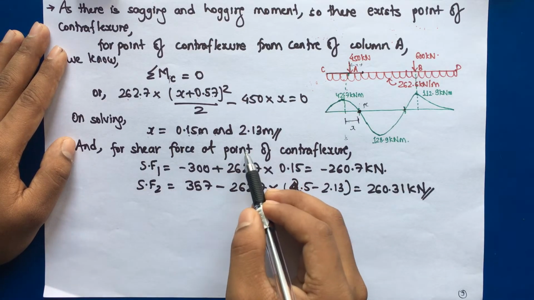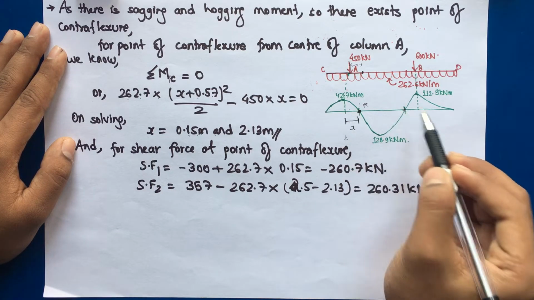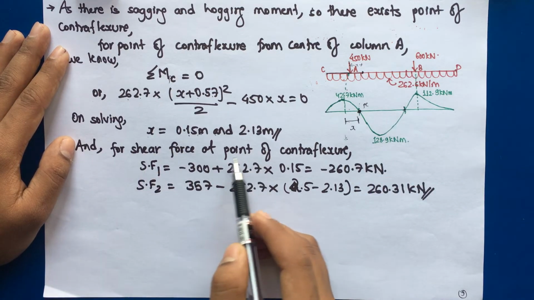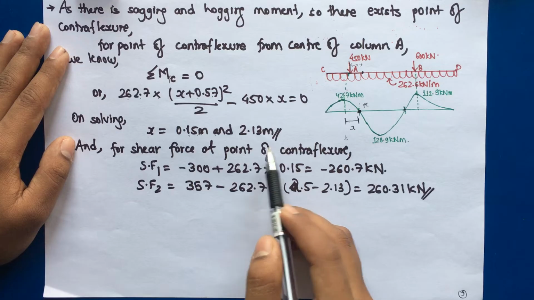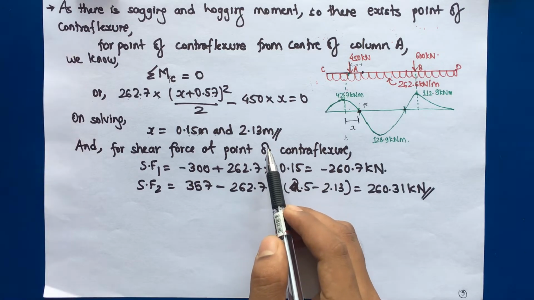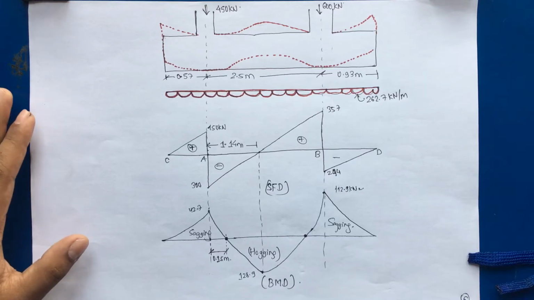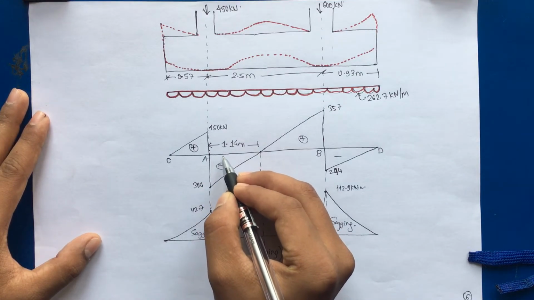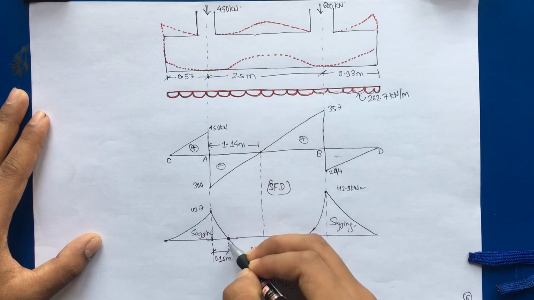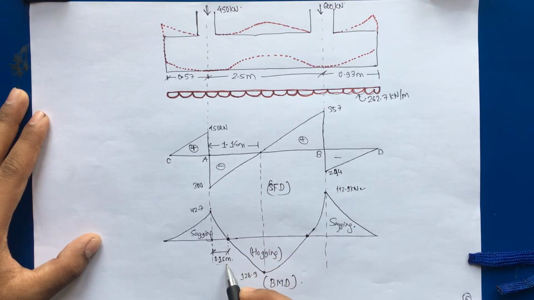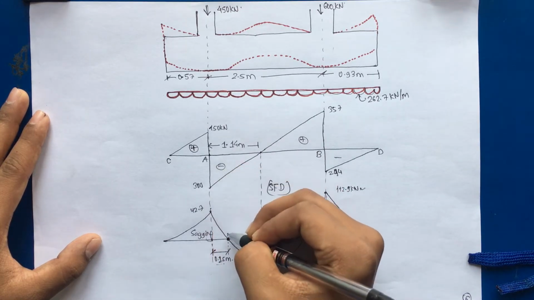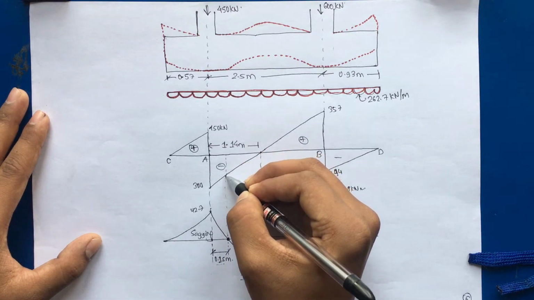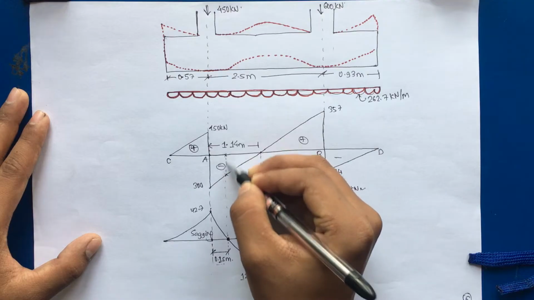Now shear force at the point of contraflexure. So we'll compute this value. This may be necessary while computing the curtailment of the longitudinal reinforcement at top. Okay, so this is the shear force diagram, and we are trying to find the shear force at the point of contraflexure. So this is the point of contraflexure which occurs at a distance 0.15 meter. So you can use the similar triangle rule to find this value. This is the value which we are interested to find.